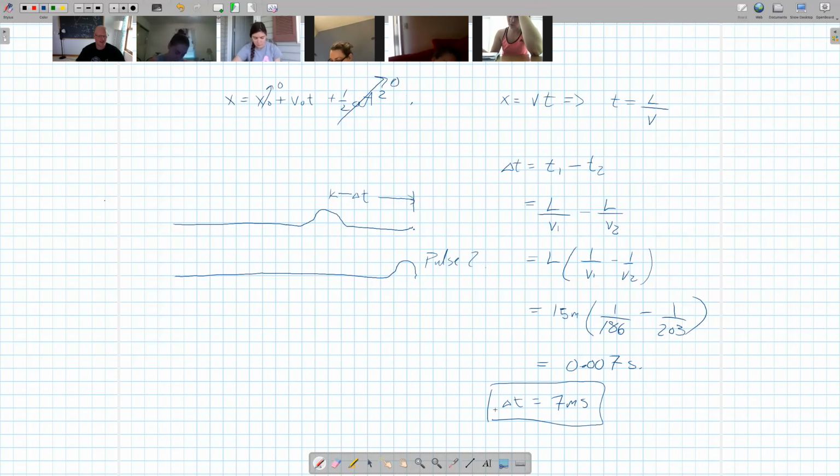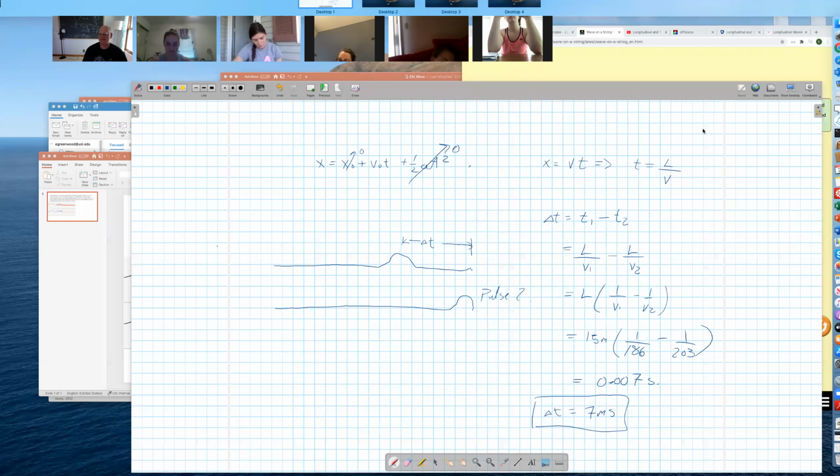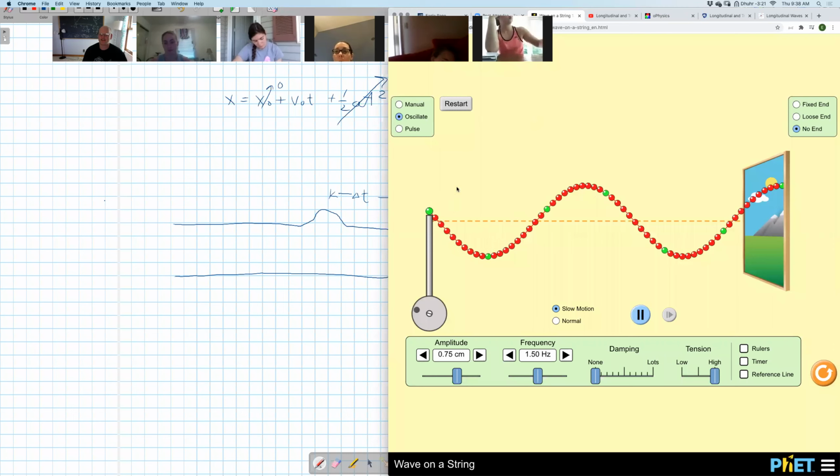So if I was watching these two pulses, I would notice that pulse 2 would reach the end, and 7 milliseconds later, pulse 1 would reach the end. Of course, watching it, I wouldn't notice too much of a 7 millisecond difference. My eyes aren't that good, especially the older I get. So I would have to time it using something else. But so, this is the speed at which a wave travels on a string.